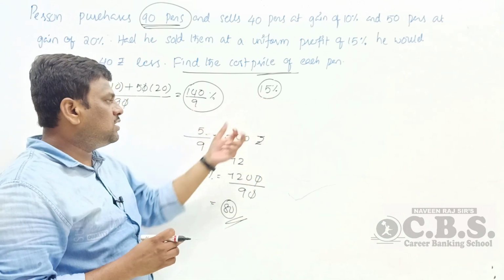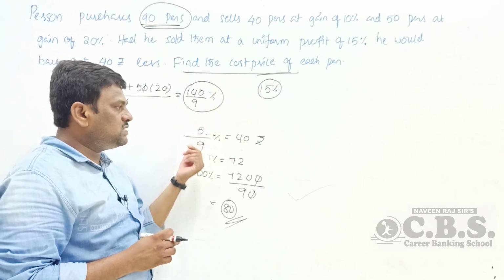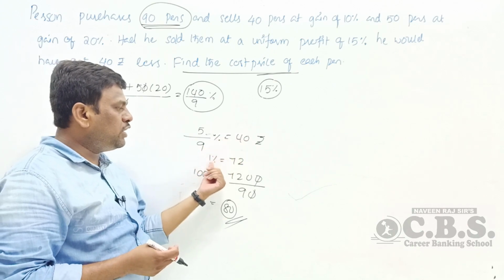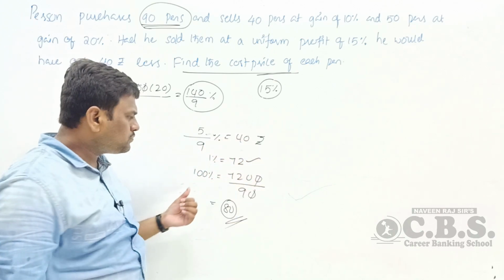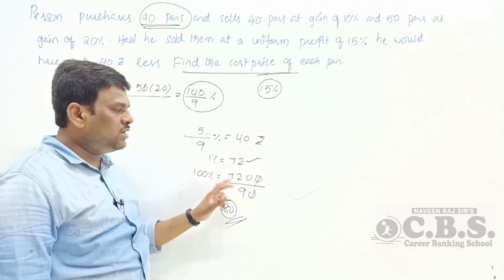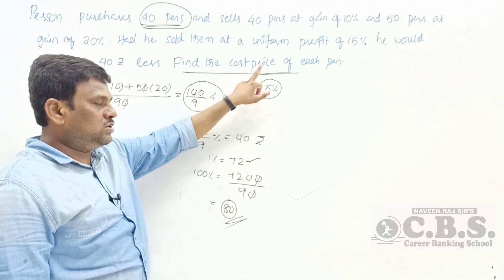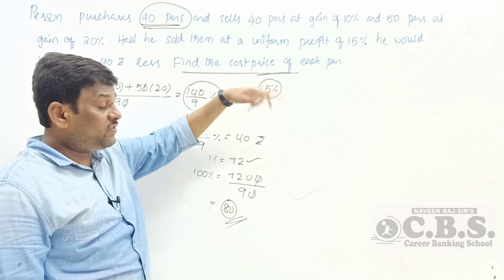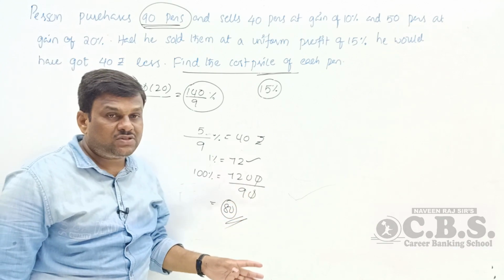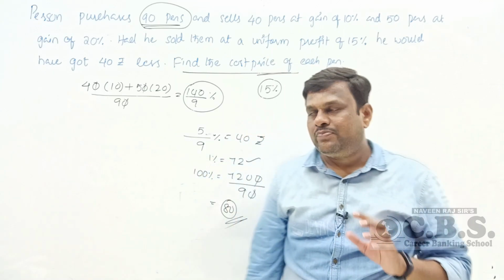9 15s are 135. 140 minus 135 is 5 by 9 percentage. 5 8s are 40. 8 9s are 72. 1% is 72 rupees. Okay, there are totally 100%, so 100% is 7,200. 7,200 divided by 90. Why? He asked one question: what is the cost price of each pen. 7,200 divided by 90 gives you 80 rupees per pen. Okay, so what is the cost price of each pen? 80 rupees. Okay, next question.